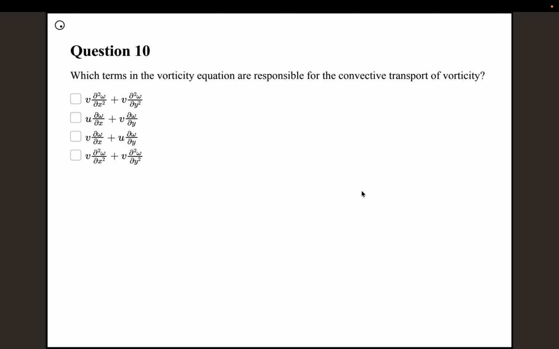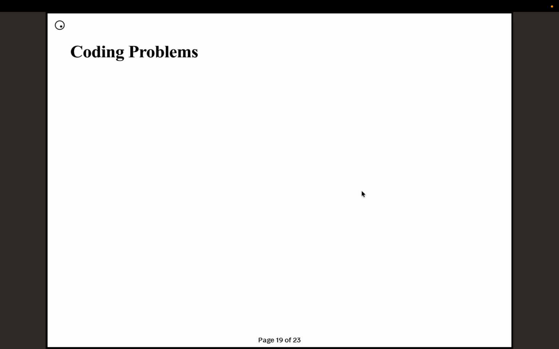Yeah, this is the last problem. Which terms in the vorticity equation are responsible for convective transport of vorticity? As I said, diffusion has a second derivative, while the convection is only the first derivative terms. So it's basically the advection equation. So you have u del omega del x and v del omega del y. These are pretty straightforward ones.